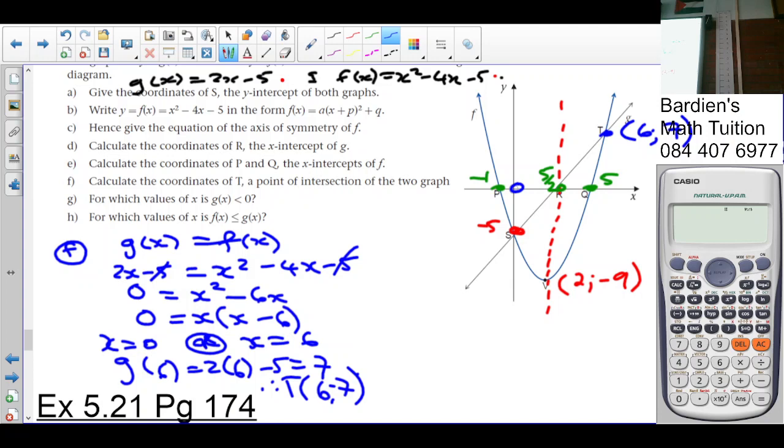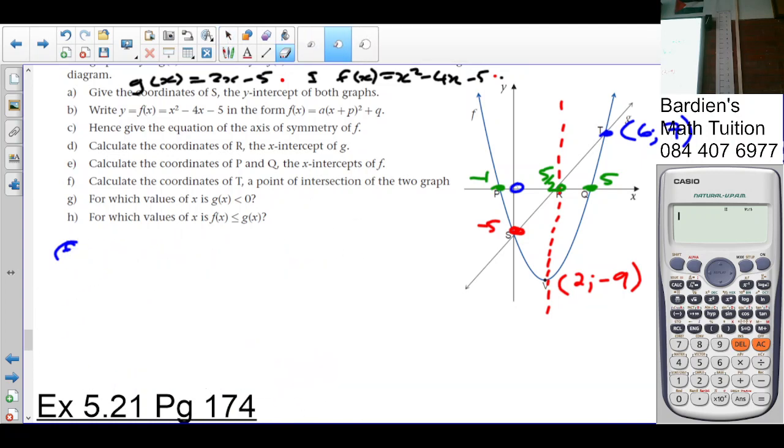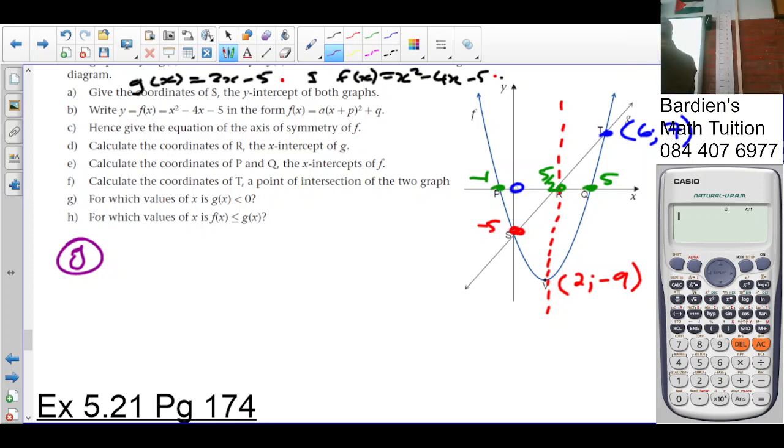G. They want to know for which values of x is g of x less than 0. So what type of graph is g of x? A straight line graph. Less than 0, you see this line here, y is equal to 0. Less than 0 is below this line. Okay? So it's going from that direction. Can you see that? This here is less than 0.